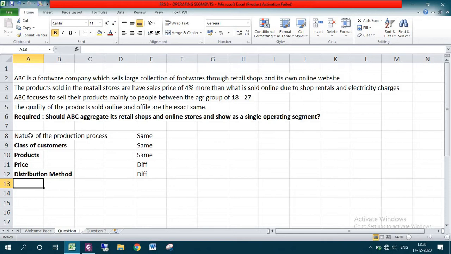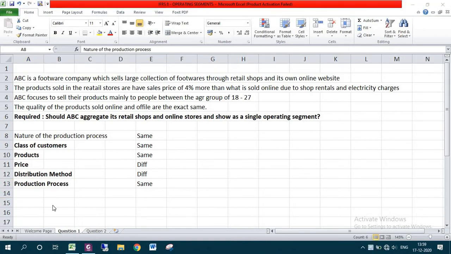Only one more criteria we need to check, that is the production process. It's been said that the quality of both the online products and the offline products are exact same. That means that the production process is also same. We should use our professional judgment here. So the production process, that's also same.